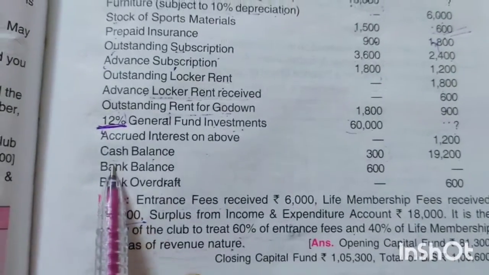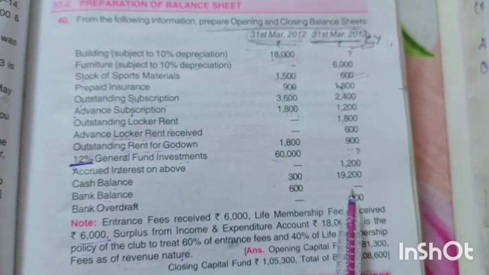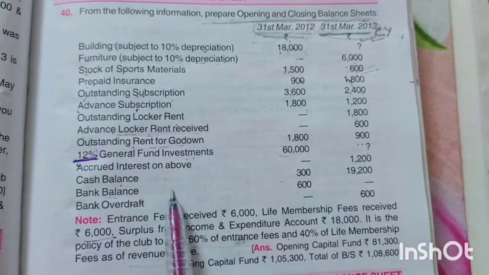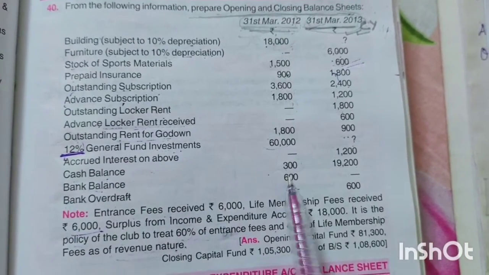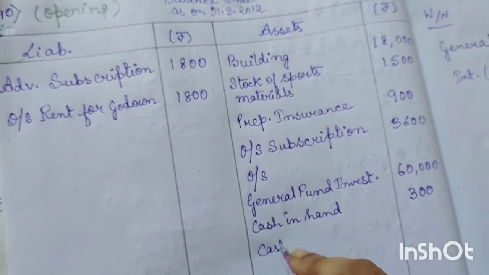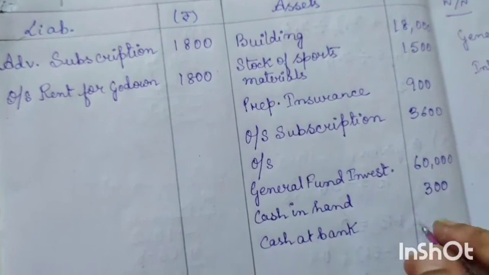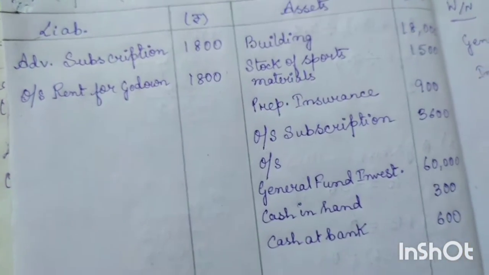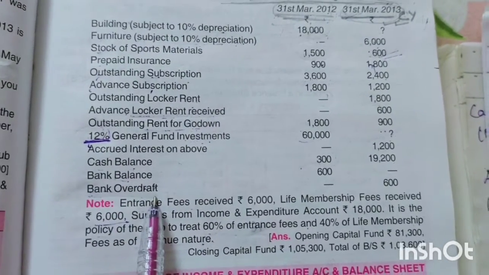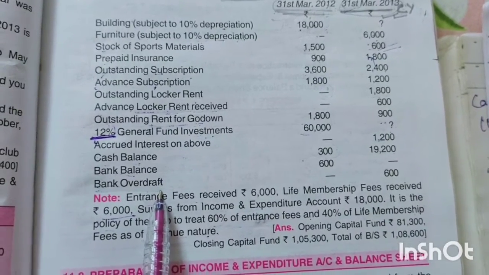Okay, now let us see the next item, bank balance. Okay, bank balance, we had the opening balance but we don't have closing balance. Clear? So for bank balance we will just record it in the opening balance sheet. Okay, again cash at bank, in the opening balance sheet we are recording 600. Okay, now see the last transaction, bank overdraft. Overdraft means negative balance in your bank account.